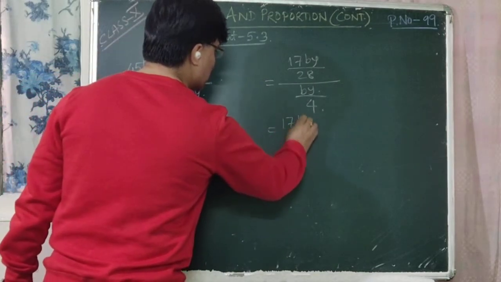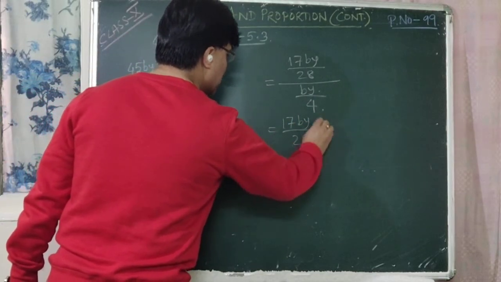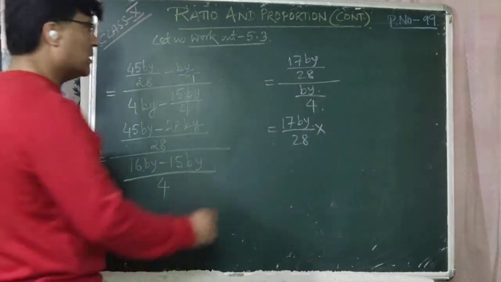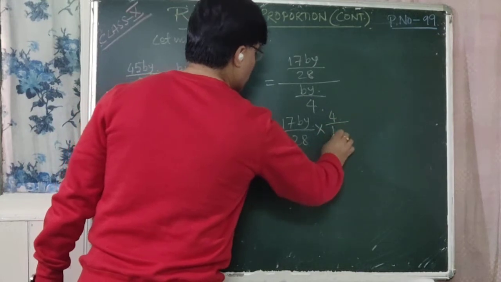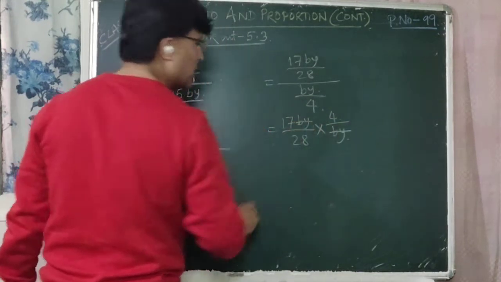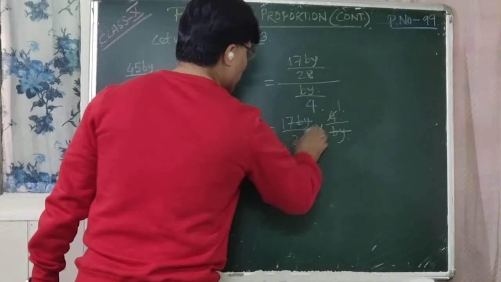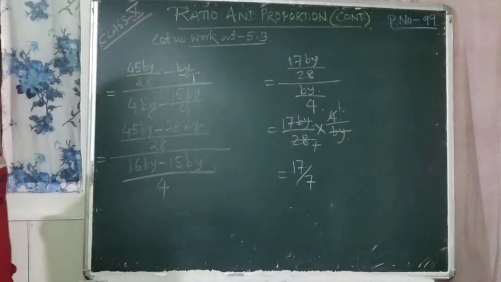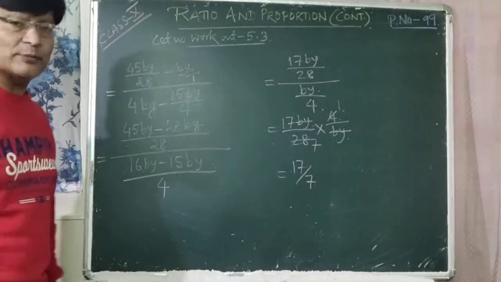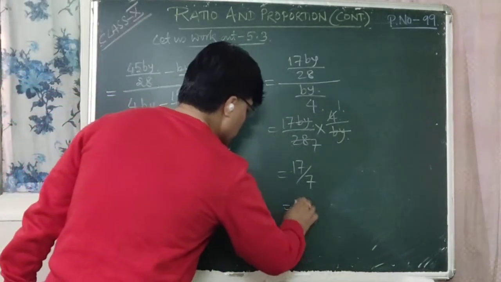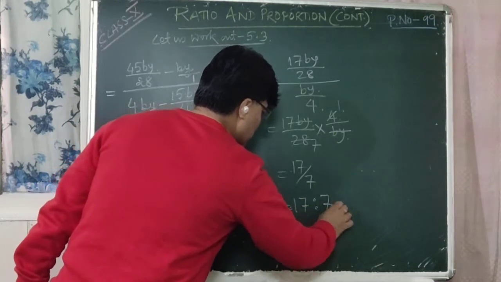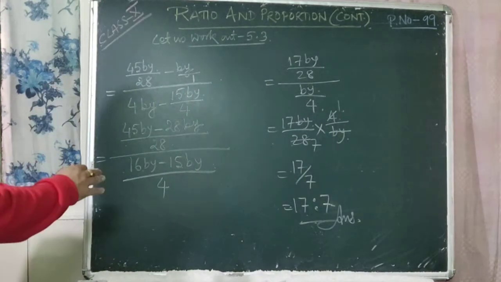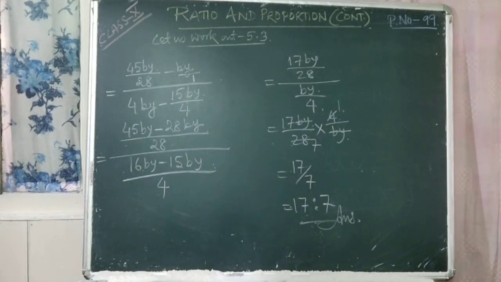So let's simplify it further. It is equal to 17π divided by 28 into, so when this goes up in the numerator, it becomes upside down. That is 4 upon π. So here π gets cancelled. So 4 1s are 4, 4 7s are 28. It is equal to, what is it? It is 17π by 7. But you should write it in terms of ratio. So which is equal to 17 is to 7. So this is the final answer. That is 17 is to 7 is the answer.